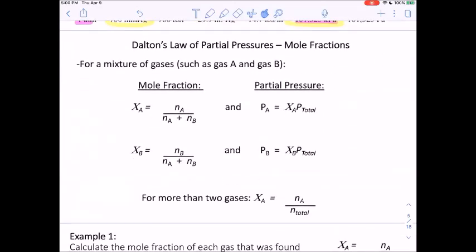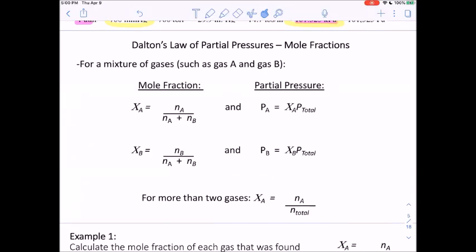So Dalton's law of partial pressures also comes with something called the mole fraction. And what the mole fraction is essentially is a ratio of how many moles of gas there are of one particular gas when compared to the moles of gas in the entire container. And you can use this because if you know the pressure of the entire container, you can multiply it by the mole fraction in order to figure out what the partial pressure caused by that specific gas would be.